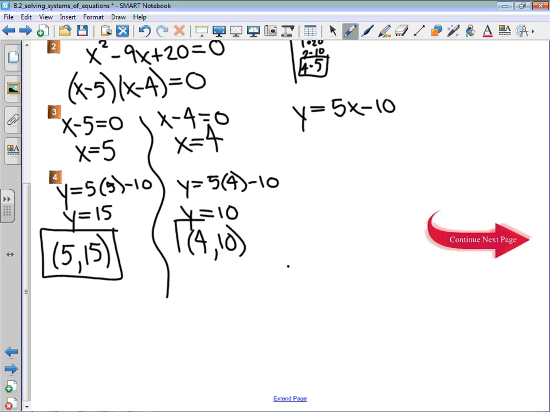Now, it is very important that because we're dealing with a linear and a quadratic, we could have no answer, one answer, or two answers.